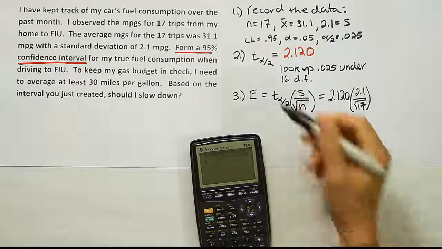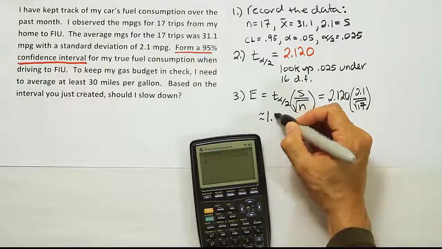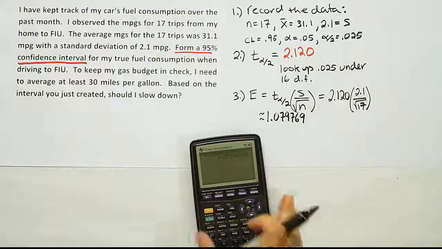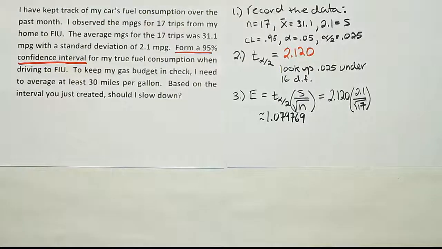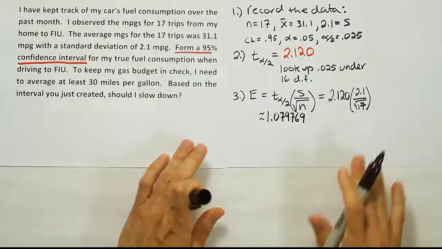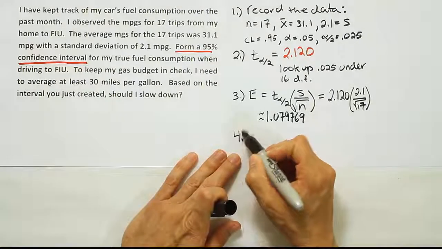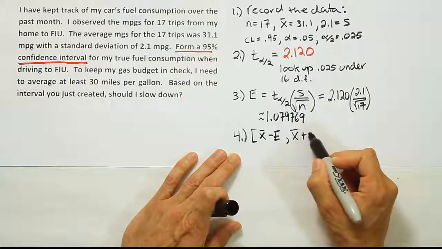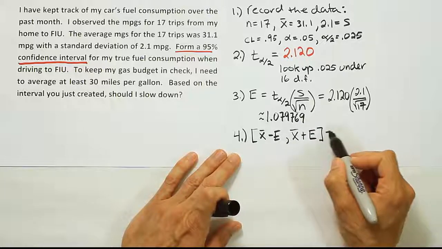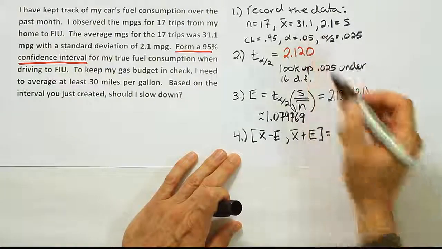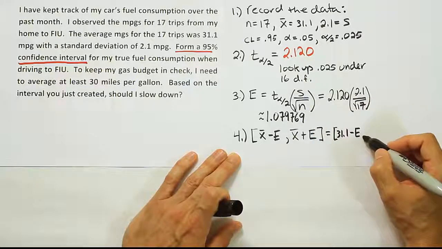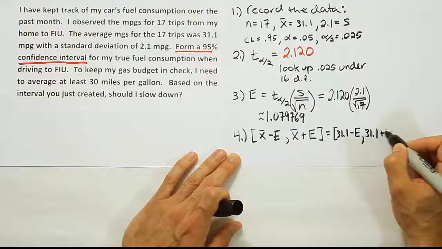Okay, so we end up with the answer, approximately 1.079769. I've rounded it off after several decimal places. I'm going to store that value into my calculator and then use it in the next step. The next step is the actual interval itself: x bar minus the error, comma, x bar plus the error. And that's our final step to the process. Our x bar was 31.1, so it'll be 31.1 minus the error from step 3, comma, 31.1 plus the error from step 3.